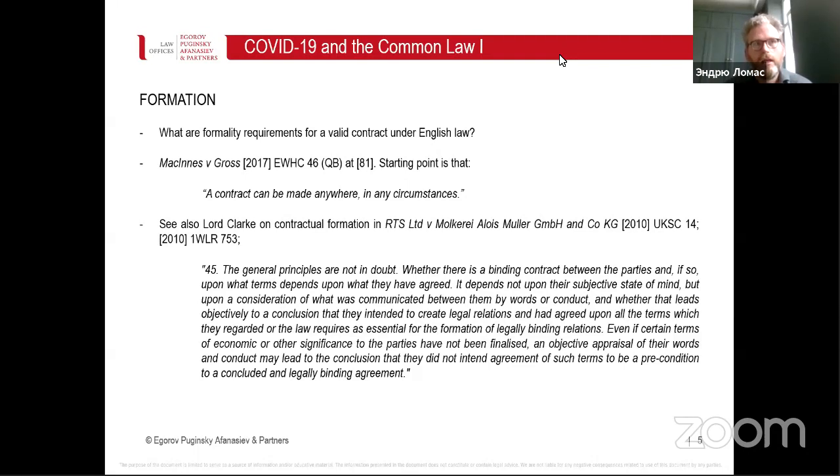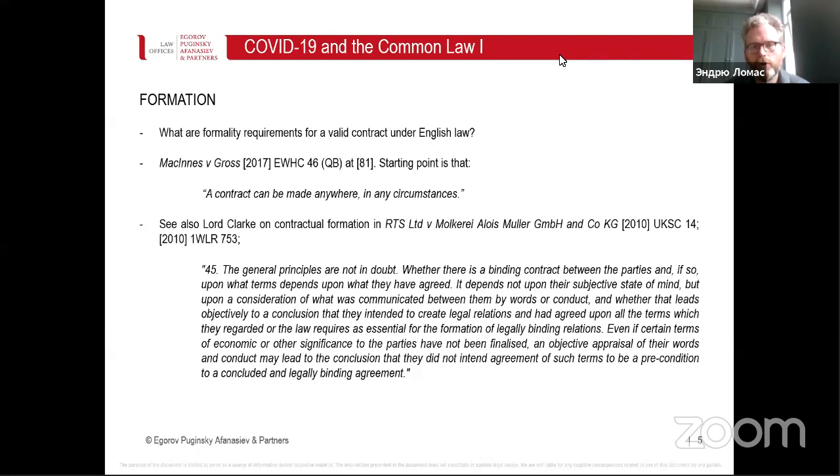Now, that changes if the type of contract, the type of document that you're memorializing the agreement in, changes. So deeds, for example, have particular formality requirements, as do other forms of formal transactions. But let's keep this at a high level of generality. A basic contract, as is set out here, can essentially be made in any circumstances. And like with Mr. Borisov and Mr. Ivanov, in McInnes and Gross, this case was all about whether there was an agreement conducted over dinner at a restaurant.